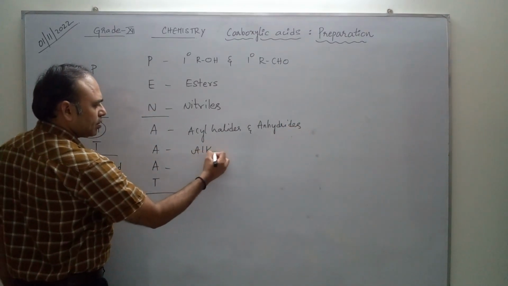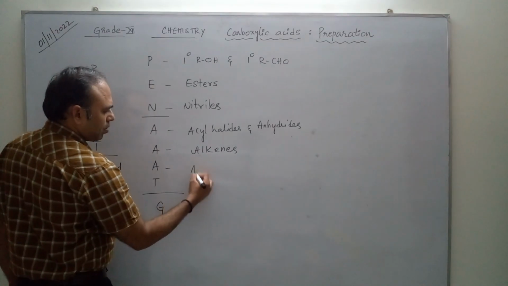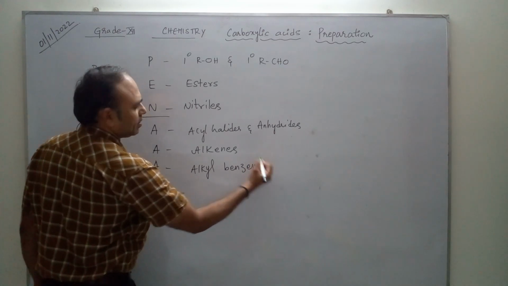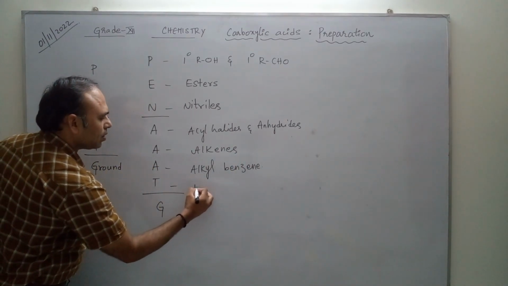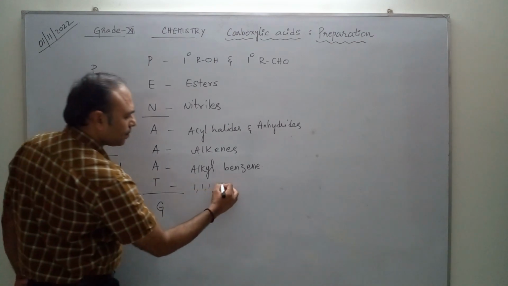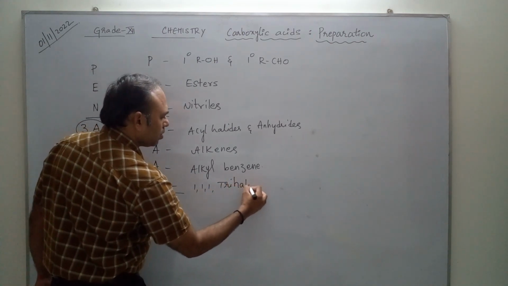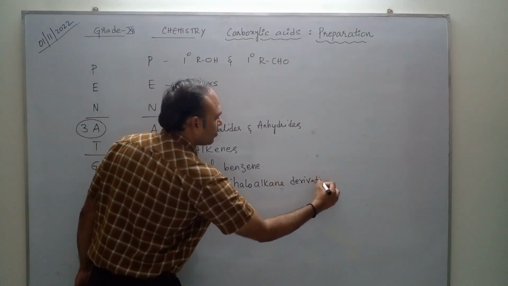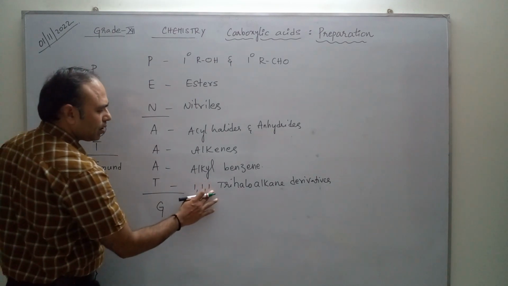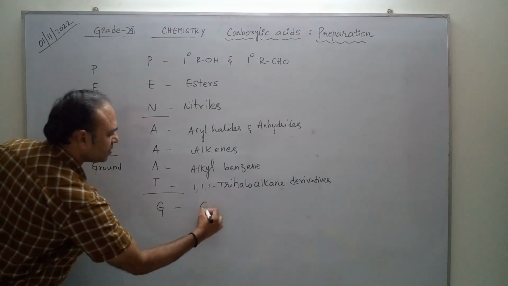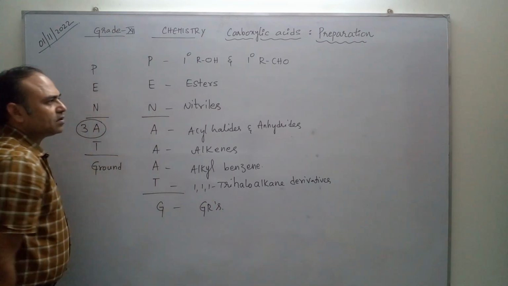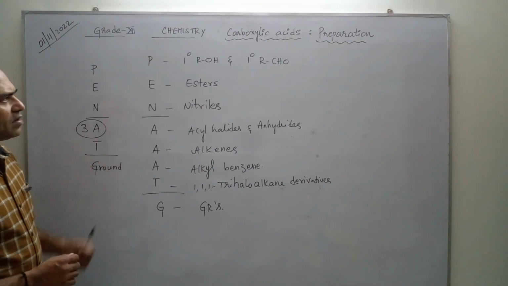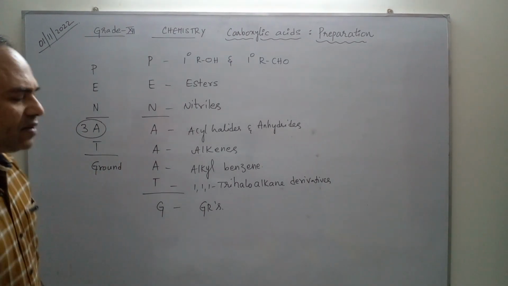Next, alkenes. Alkyl benzene. From alkyl benzene. Next, T: 1,1,1-trihaloalkane derivatives. From these we can prepare carboxylic acids. Now the last one, G, stands for Grignard reagents. So using this mnemonic we can identify the 8 methods of preparation. Now let us discuss in detail.